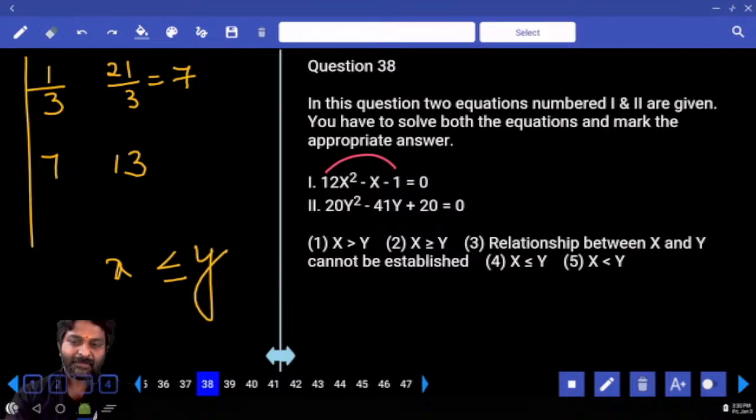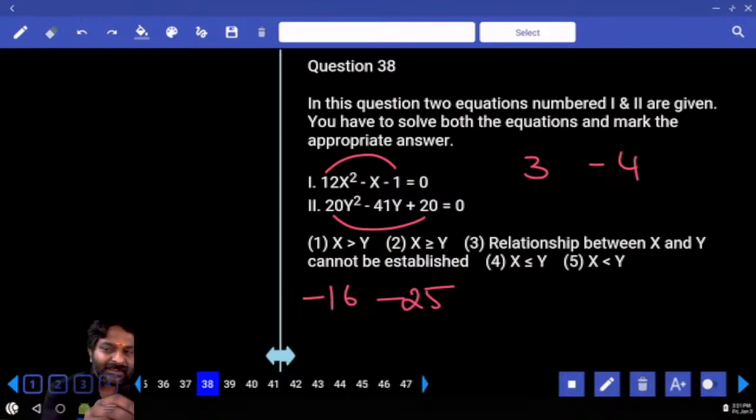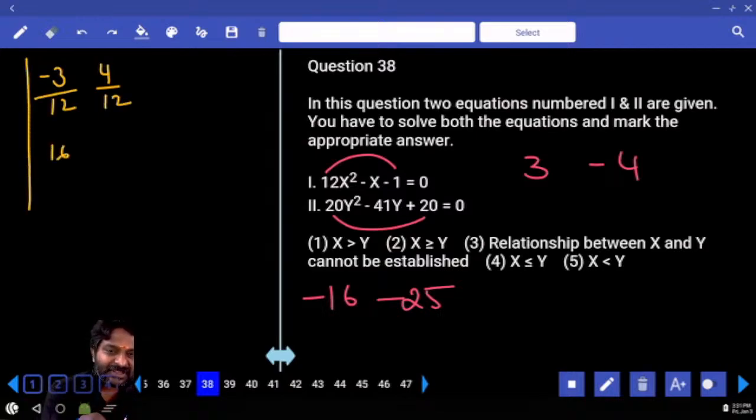Minus 12 can be written as plus 3 into minus 4. Combination set. Product is 400. 25 times 16, correct? Minus 16, minus 25. Then the factors are minus 3 plus 4 divided by 12, plus 16 plus 25 divided by 20.